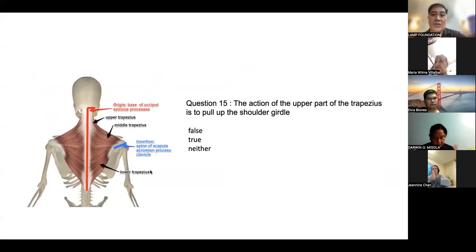Which of these muscles initiate abduction at the shoulder joint? Supraspinatus. The action of the upper part of the trapezius is to pull up the shoulder girdle. True or false? True.